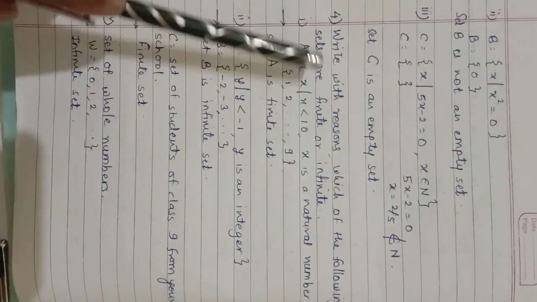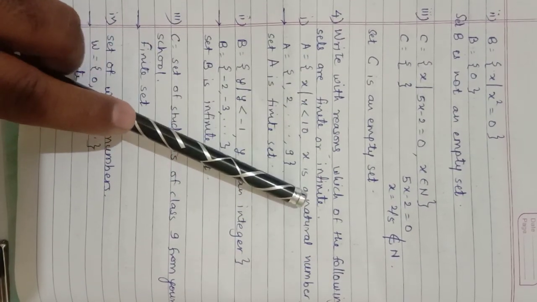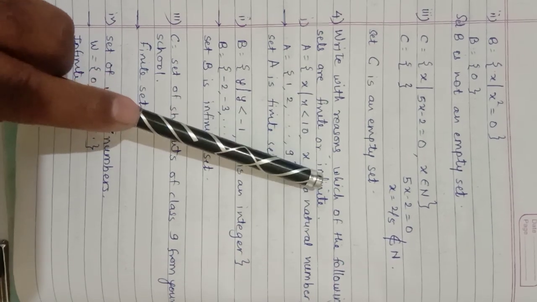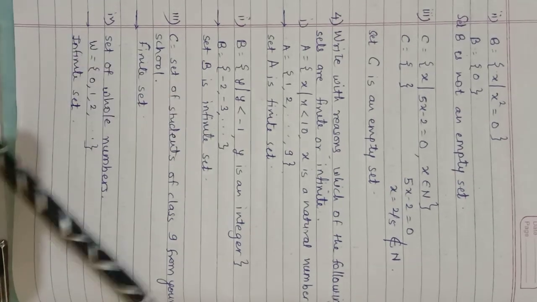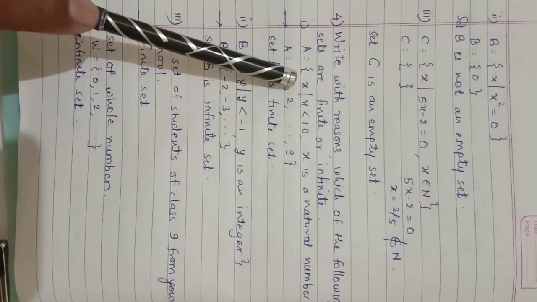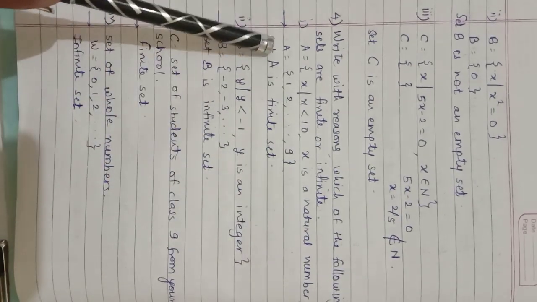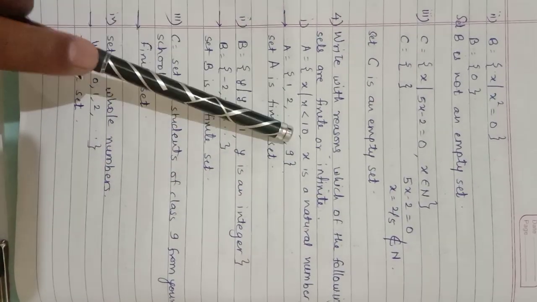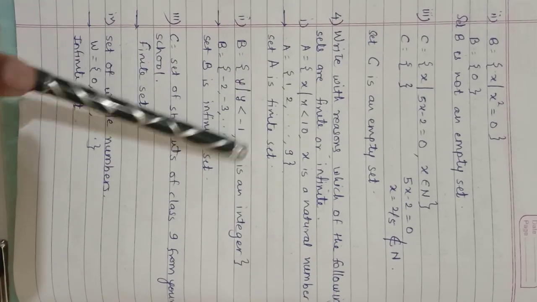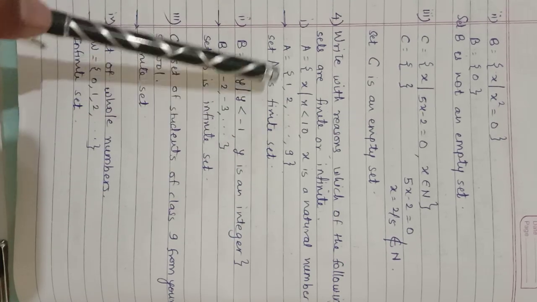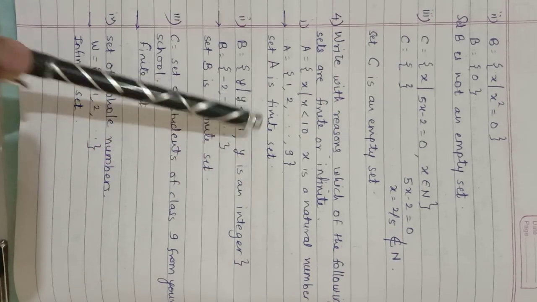Fourth question, write with reason which of the following sets are finite or infinite. We have to write which of the following sets are finite, means countable, and infinite, means uncountable. First, A is equal to x such that x less than 10, x is a natural number. Now we know that natural numbers less than 10 means we start from 1, 2, 3 up to 9. So it is a finite set because number of elements is equal to 9. We can count it. So it is finite set.